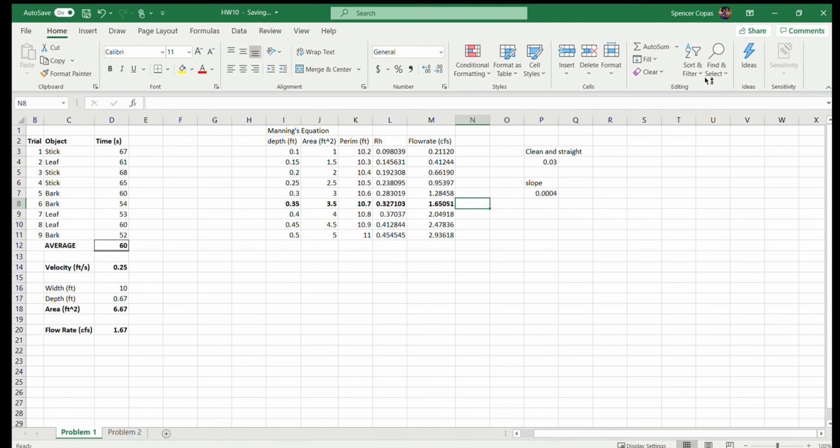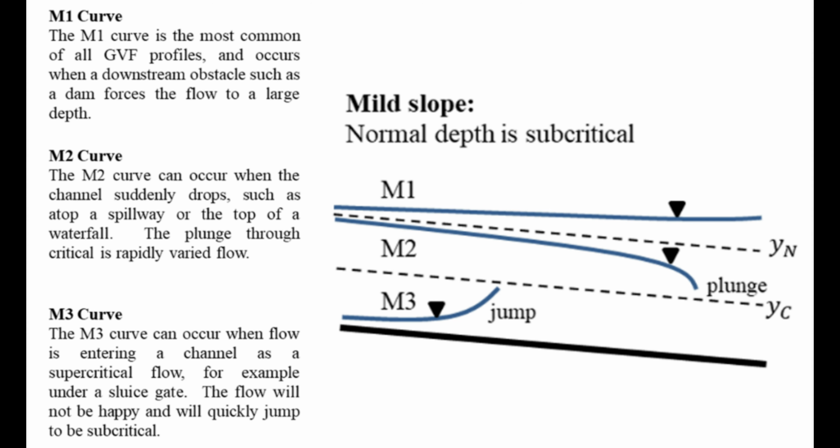Now, this is lower than the measured depth that I have of 0.67 feet. Given that the flow is subcritical, that puts us on the M1 slope shown here.